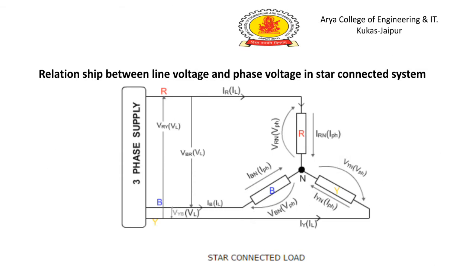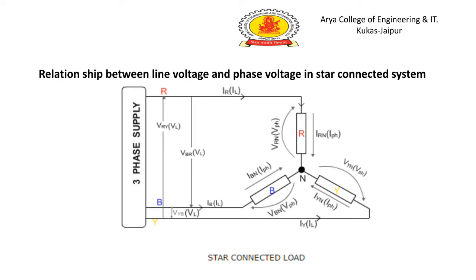This is the star connected load. The relationship between line current and phase current, and line voltage and phase voltage: there are VRY, VBR and VYB. This is the line voltage, denoted by VL. IR, IB and IY, this is the line current.